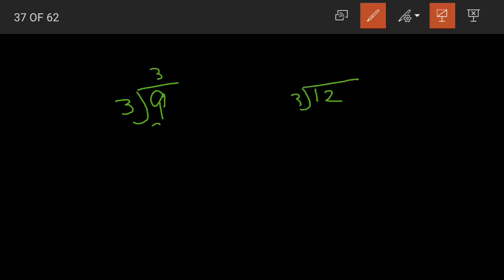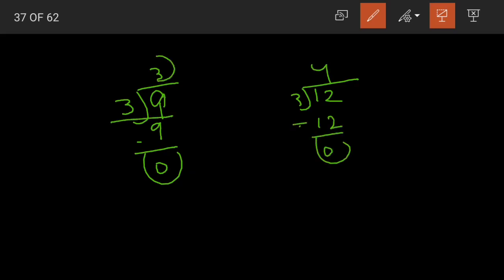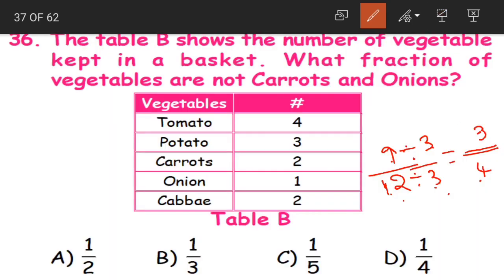We have 3 3s are 9. When we subtract, 0 is our remainder. 3 4s are 12, and when we subtract, 0 is our remainder. So 9 divided by 3, 3. 12 divided by 3, 4. So what is our answer? 3 by 4 is our answer. But in the options we do not have 3 by 4. But children, the answer that we got is correct.